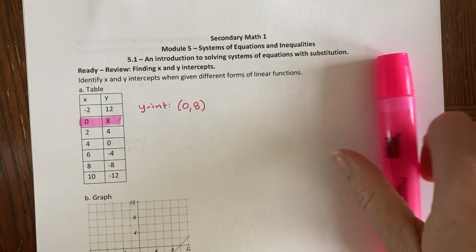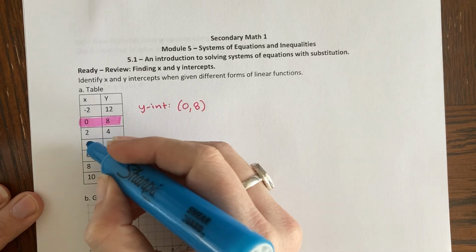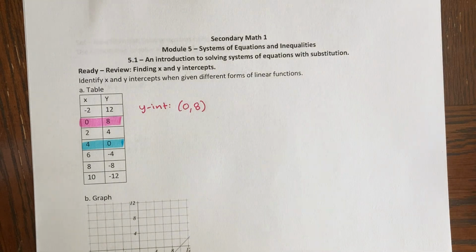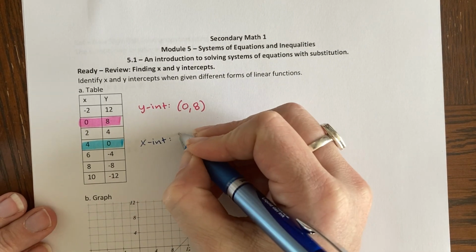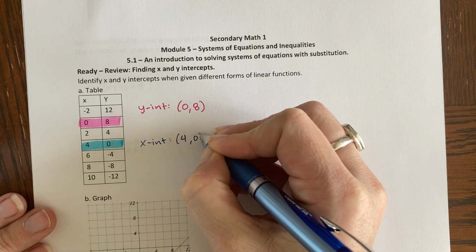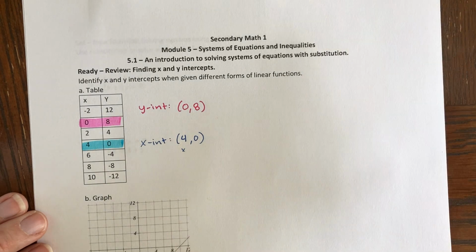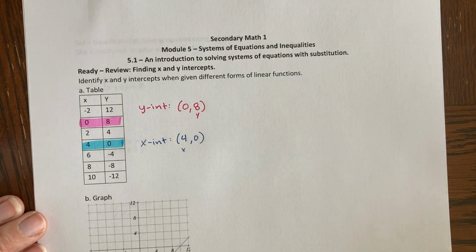Now, as I scan through and look for my x-intercept, I'm looking for where y is 0. So for my x-intercept, it would be at 4, 0. So you notice that the x is given for the x-intercept and the y is given for the y-intercept.